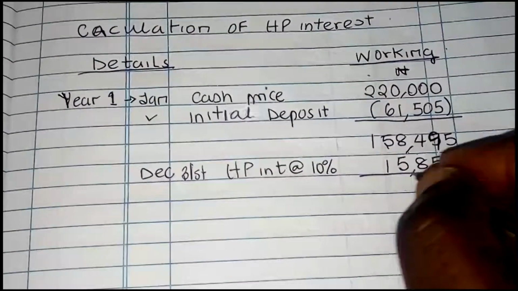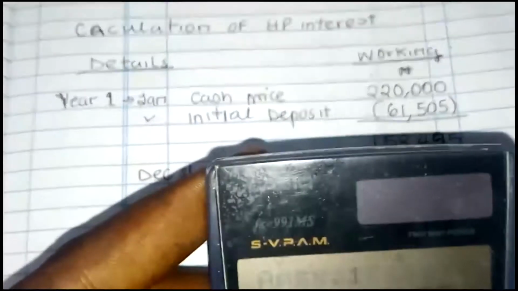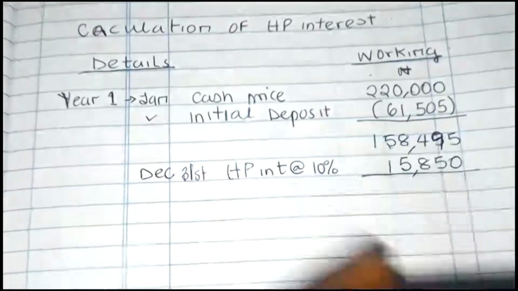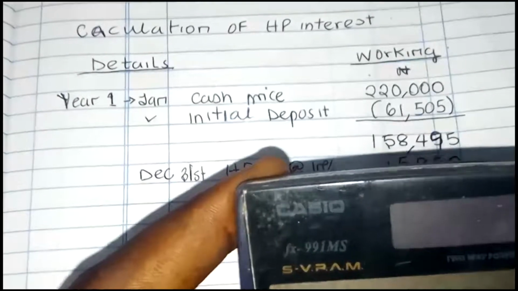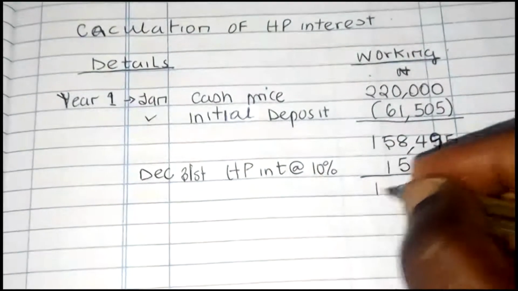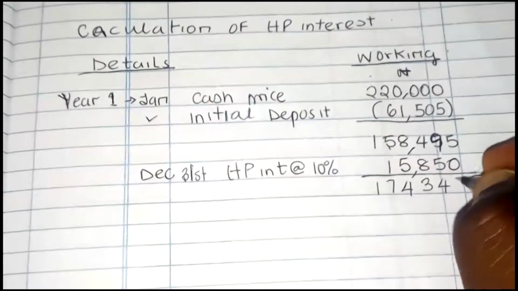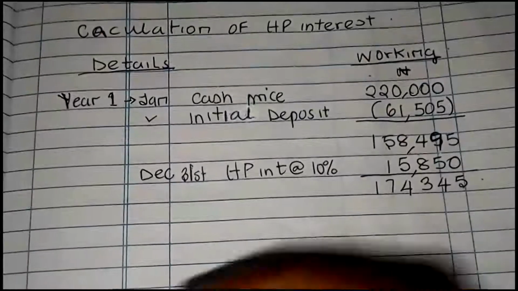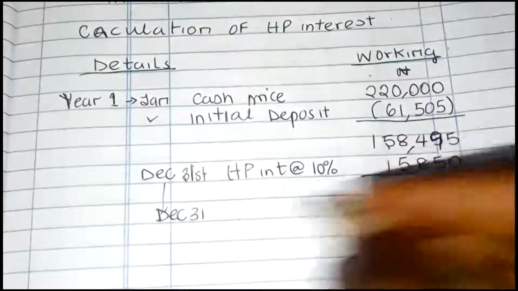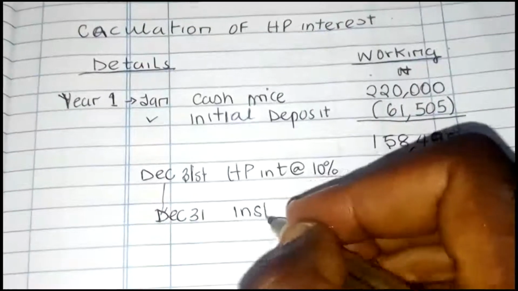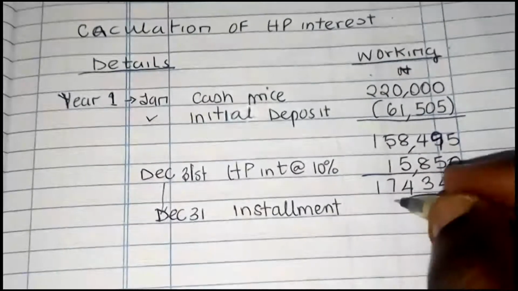Then it will be added. So let us add 158,495. All right. So when you add this, you are going to have 174,345. Okay, then that same December 31st, you will subtract the installments of 50,000.